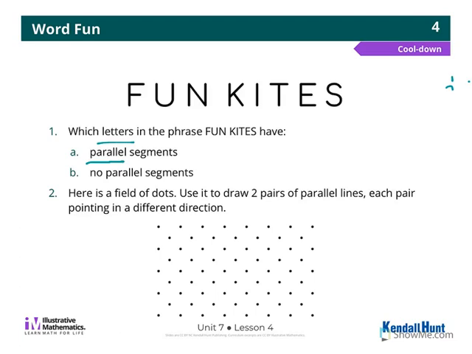So which letters have parallel segments? Vivian. N. So if we look at the letter N, we can see right here is parallel to this one, right? And it's a capital N. Okay, what else is parallel? Quinn? F. So if we look, we have this line and that line. F. Okay, what else? Emma? U.